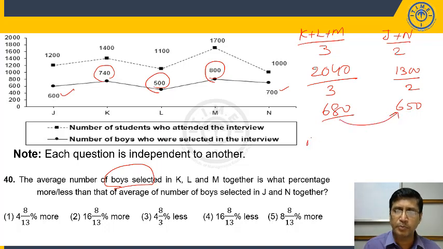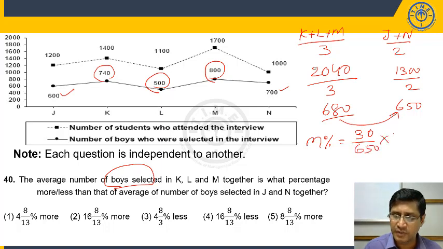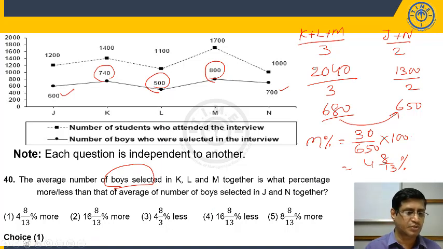So more means more percentage is to be found. More percentage means difference by the smaller value. Smaller value is 650, into 100. Simplify, it will give 48 by 13%. 48 by 13% means option number 1. Choice 1 is the right answer.